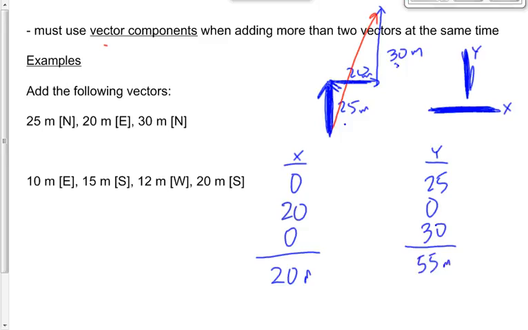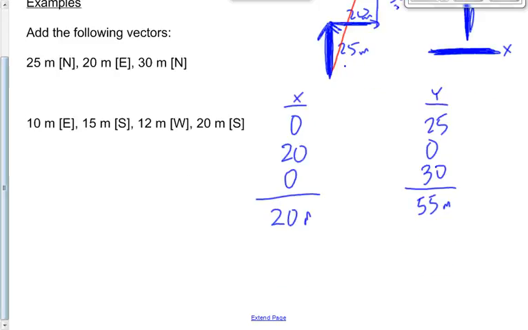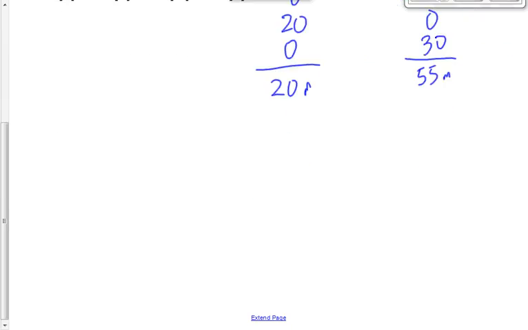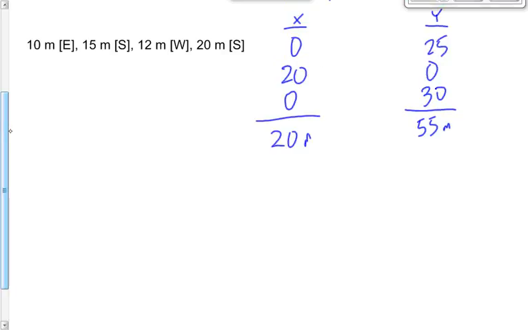Now comes the crux of it, right? 20 meters to the, which way is that? East. Look, it's the x-axis, and it's positive, so it's going to be 20 meters to the east. 55 meters to the, it's on the y-axis, and it's positive, so it's going to be to the north, right?